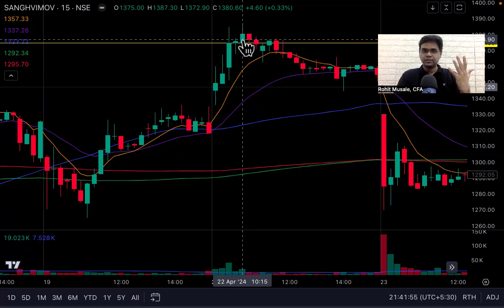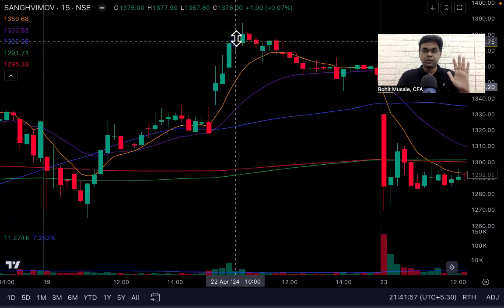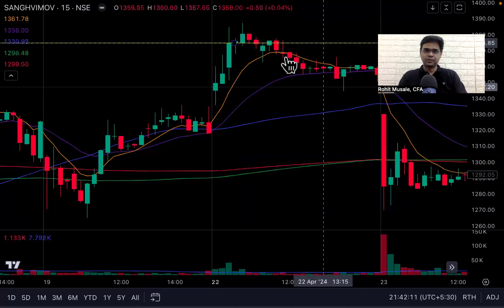My signal is if it closes above the yellow line, I have to buy. That is my rule. If I don't abide by my own rules, then I cannot measure my results correctly, right? So I bought here. So 1376, almost the yellow line, is my buy price.